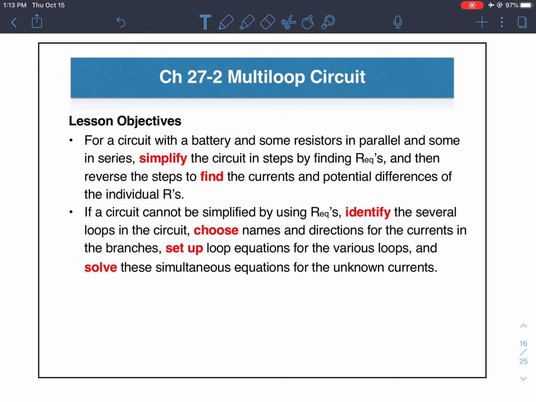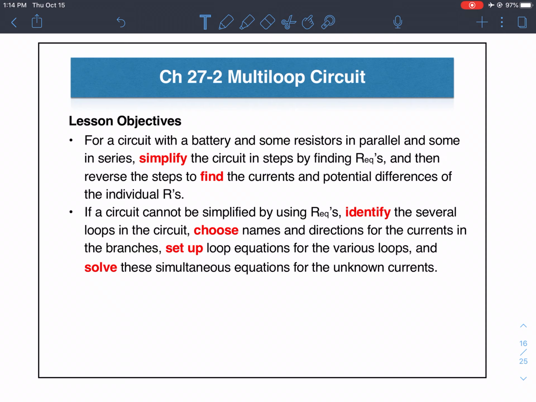So we will also look into some more complex cases. For example, for a circuit with a battery and some resistors in parallel and some in series, we will simplify the circuit in steps by finding equivalent resistances, and then reverse the steps to find the currents and potential differences of the individual resistances. Okay, and we did similar calculations in the capacitor section for chapter 25. So we're going to do that for resistors this time.